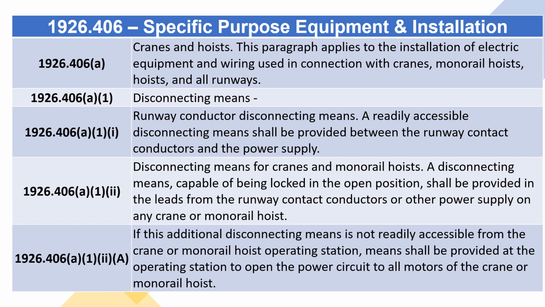1926.406 A1 2 Disconnecting means for cranes and monorail hoists. A disconnecting means, capable of being locked in the open position, shall be provided in the leads from the runway contact conductors or other power supply on any crane or monorail hoist. 1926.406 A1 2 A If this additional disconnecting means is not readily accessible from the crane or monorail hoist operating station, means shall be provided at the operating station to open the power circuit to all motors of the crane or monorail hoist.